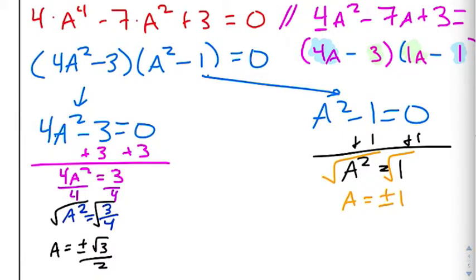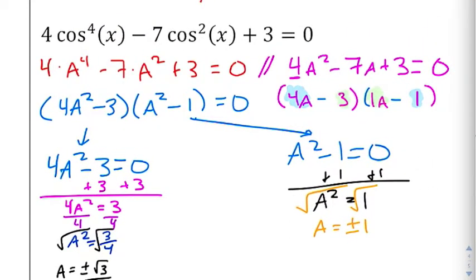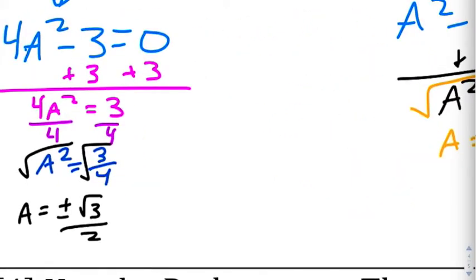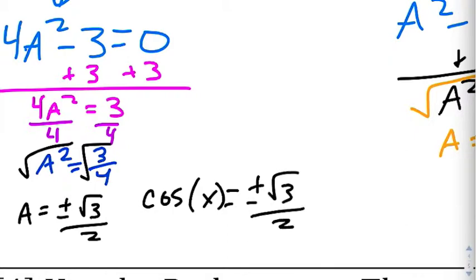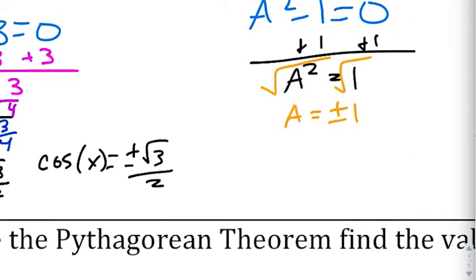Now, this is not the question. This just helps us understand how to get the question. And so if you recall, a is the same as cosine of x. So I did that substitution. And so what I'm really asked to solve here is when cosine of x is equal to either the positive square root of 3 over 2 or negative square root of 3 over 2. Or I'm asked to solve, and I'll resubstitute cosine for a, where cosine of x is equal to either positive 1 or negative 1. Now, this seems difficult.